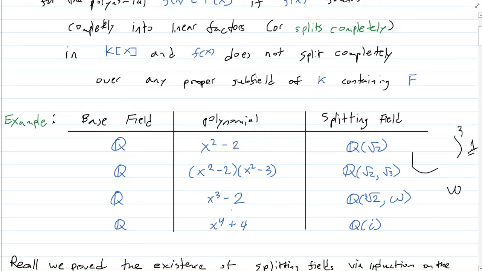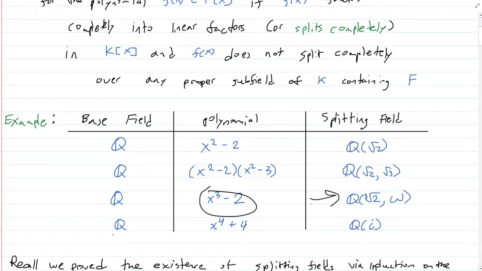Okay, so why do you need to have omega as well as the cube root of 2 to make this the splitting field? Because this polynomial actually has 3 distinct roots. It has the cube root of 2, it has omega times the cube root of 2, and it has omega squared times the cube root of 2. And if you cube all of those things, you get 2, right? So the 3 distinct roots of this polynomial are in this field.